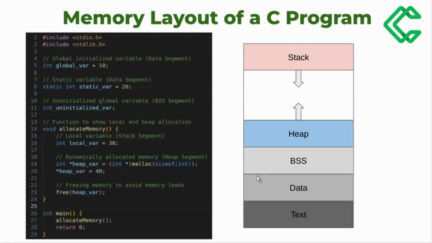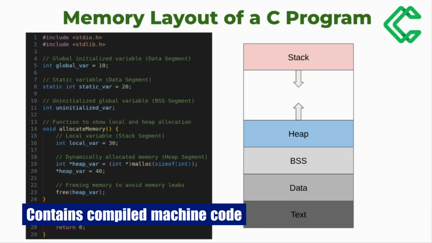In the earlier video, we have already discussed the memory layout of a C program, but let's do a quick recap. A C program uses five main memory segments: a code or text segment, data segment, BSS segment, heap segment, and a stack segment. The text segment contains the compiled machine code of a program. It is a read-only segment to prevent accidental modifications during execution.